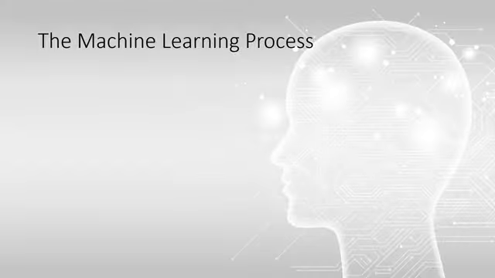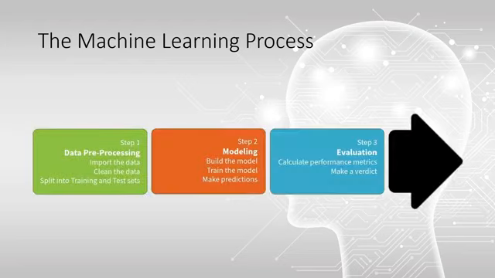We will talk about the machine learning process. There is a specific step-by-step process that we typically always follow when building machine learning models. So let's have a look at what this process entails. This process has three main steps. The first one is called data preprocessing, and here we import the data, we clean the data, and we split the data into training set and test set.